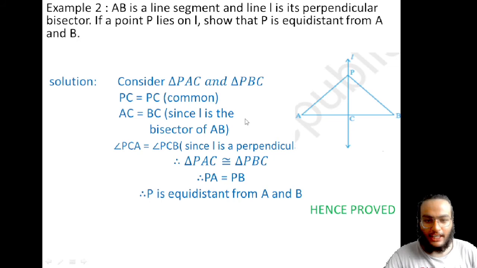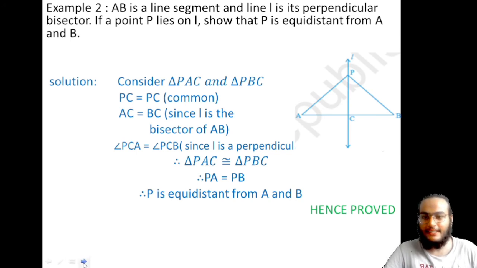Now angle PCA should be equal to angle PCB because it's the perpendicular bisector, hence it forms 90 degrees on the line AB. Therefore, triangle PAC should be congruent to triangle PBC. These triangles are congruent by the SAS congruence rule. Therefore, PA should be equal to PB by the CPCT rule. So, of course, P is equidistant from A and B. Hence proved. So, this example is completed.